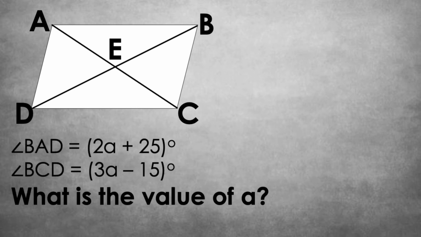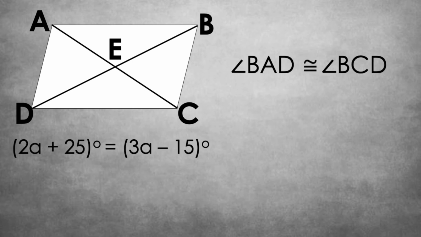Given that angle BAD measures 2A plus 25 degrees, while angle BCD measures 3A minus 15 degrees, what is the value of A? Applying the properties of parallelogram, we can say that any two opposite angles are congruent. Therefore, we have angle BAD is congruent to angle BCD. Substitution, 2A plus 25 degrees is equal to 3A minus 15 degrees.